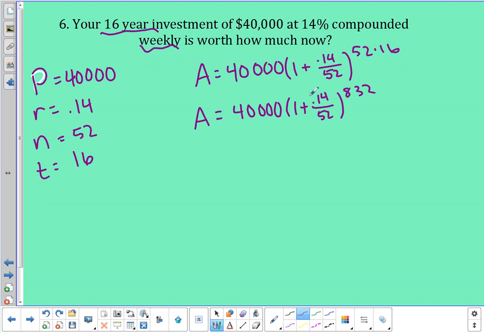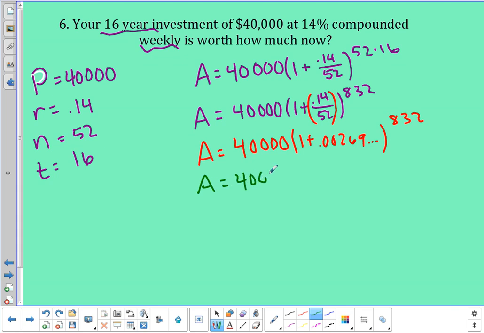Now do the fraction because I got to go inside the parentheses next. And inside the parentheses, I got to do division before I do addition because division comes first. So 0.14 divided by 52, that's 0.00269. And so on, it keeps going to the 832 power. Don't clear your calculator, hit the answer button. I have A is equal to 40,000, 1.00269, and so on to the 832 power. Raise it to that power.